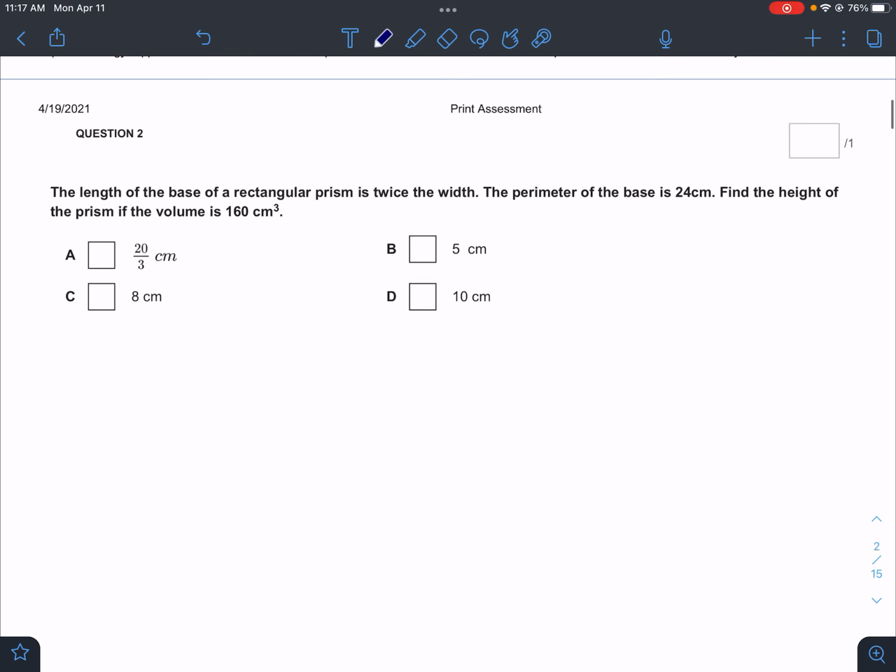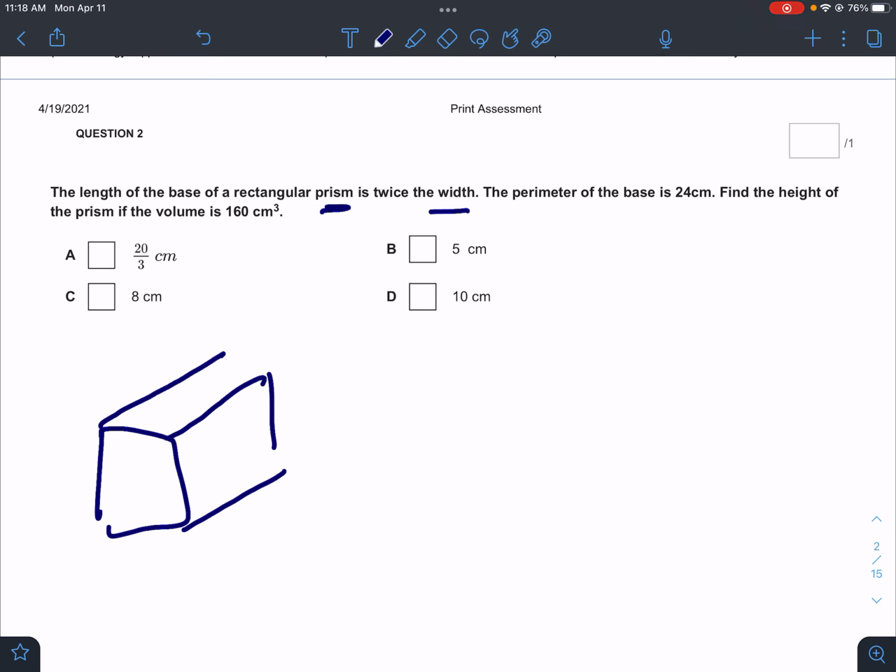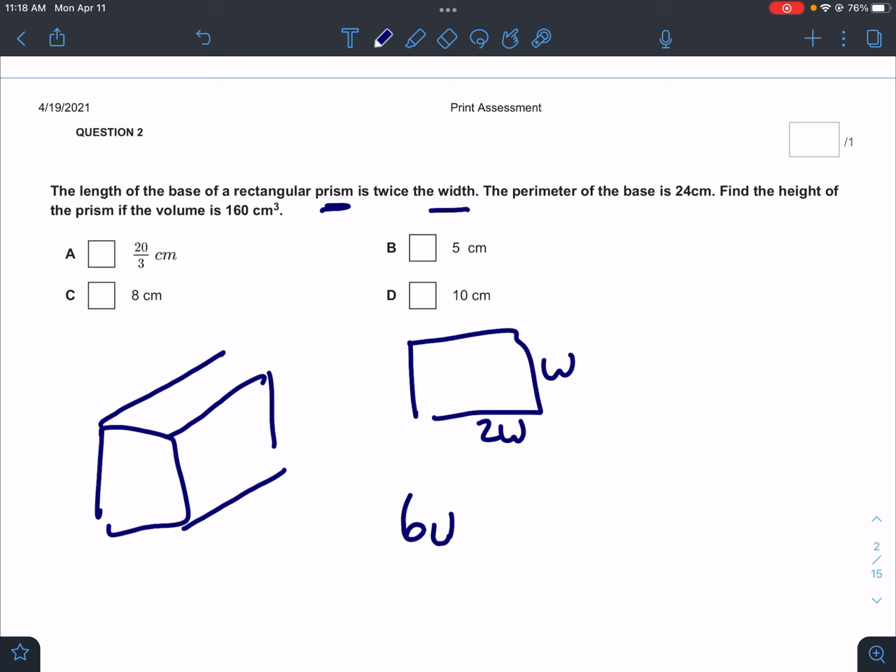Number two, the length of the base of a prism is twice the width. So it's a rectangular prism, and the length of the base is twice the width. The perimeter of the base is 24. So we know that the length is twice the width and that the perimeter is 24. So that would mean 6W, right? If I add these up, it has to be 24. So the width has to be 4, which means that the length has to be 8.